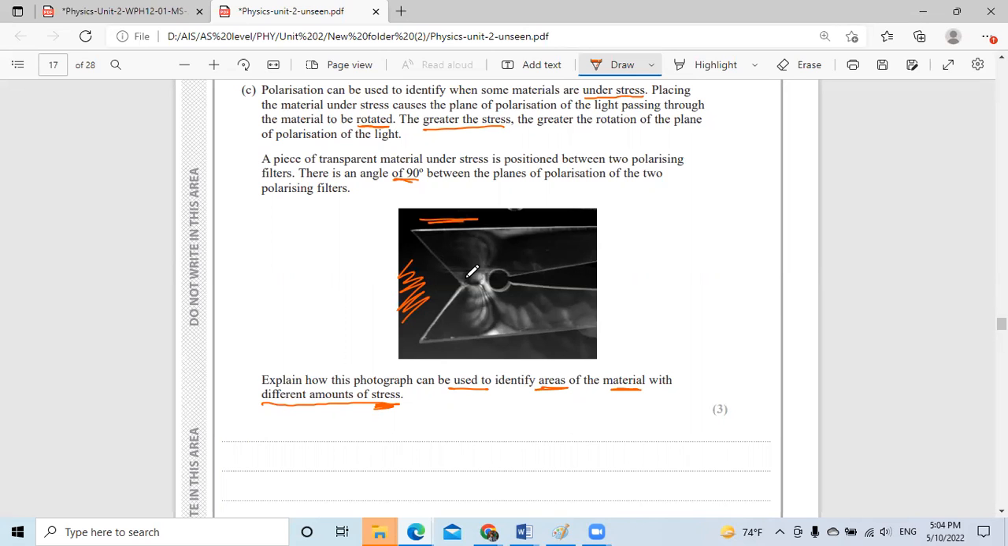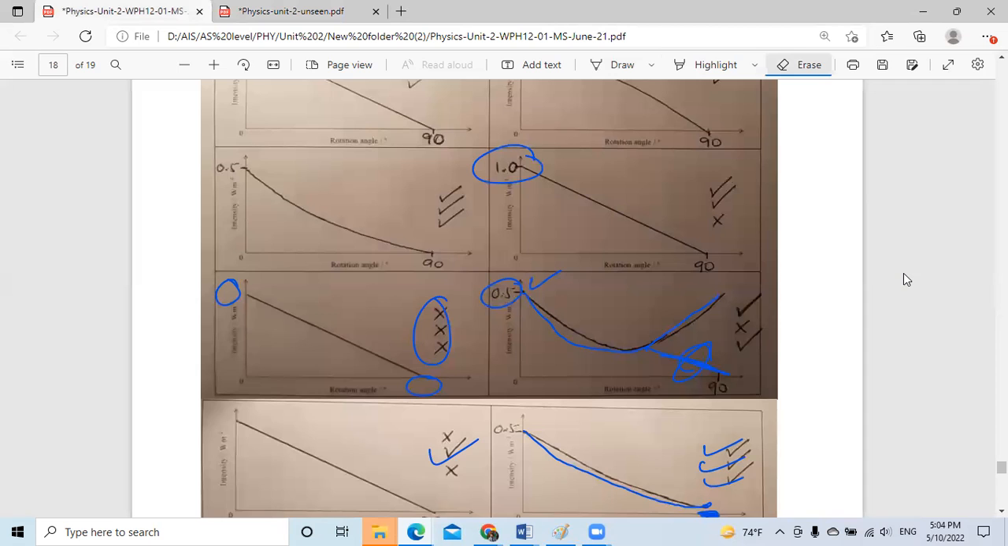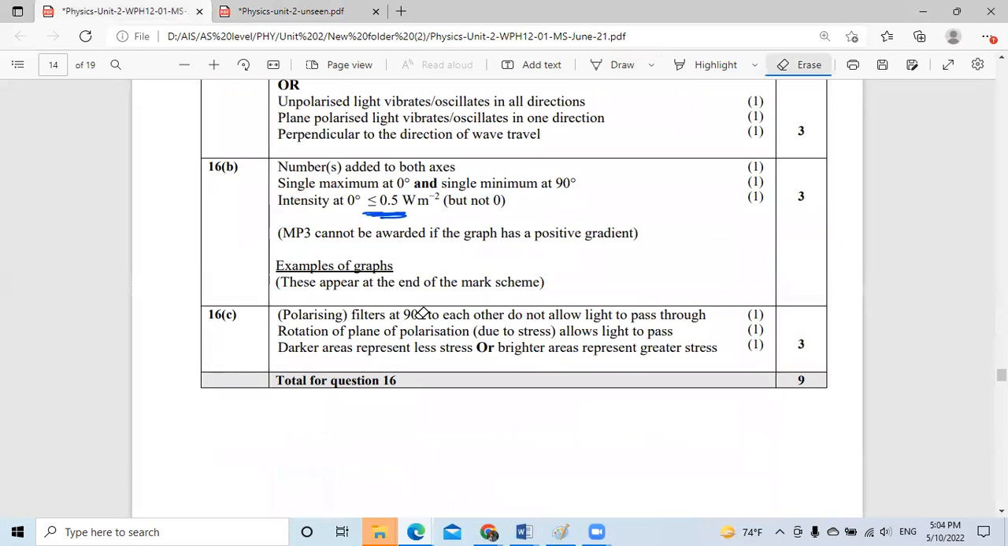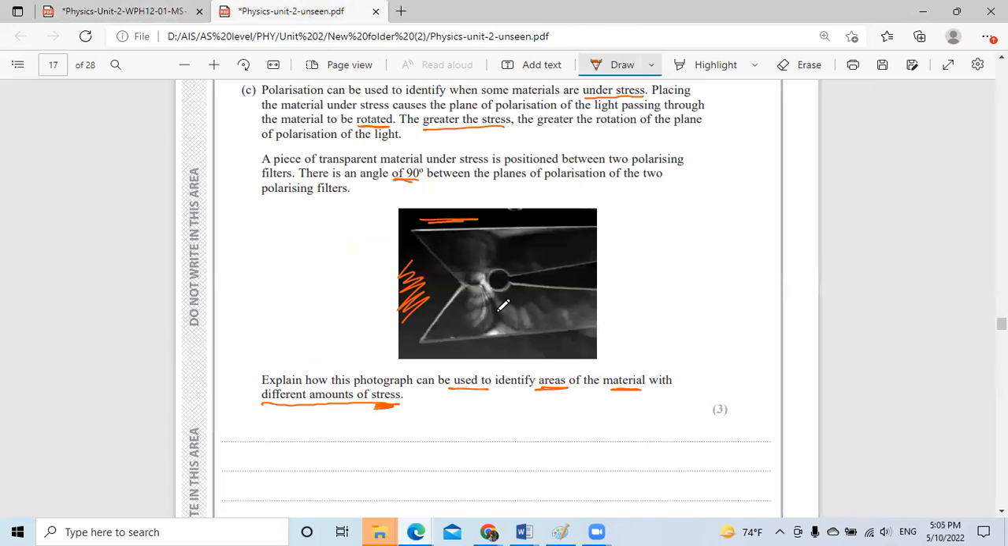If we go back to the mark scheme, this is question 16C. Look what they tell us. They say that polarized filters at 90 degrees to each other do not allow light to pass through. That's the first mark. Rotating the plane of polarization due to stress allows light to pass, okay? So darker areas represent less stress, or brighter areas represent what? Greater stress, because they didn't show us colors here. They show us bright areas and dark areas, okay? Actually, they are colored, as I showed it to you.